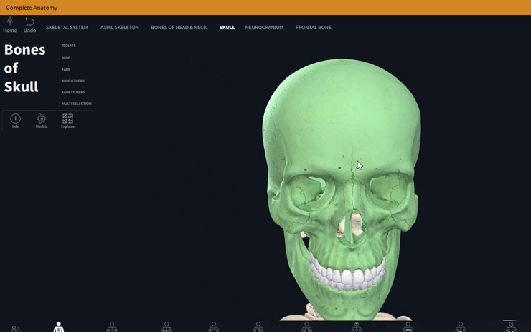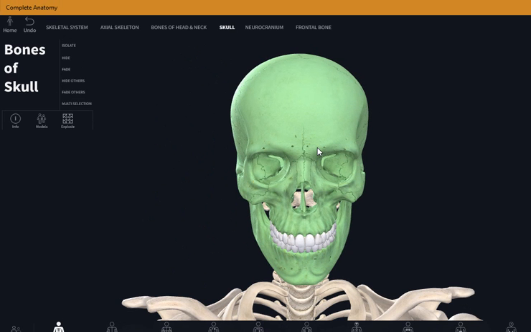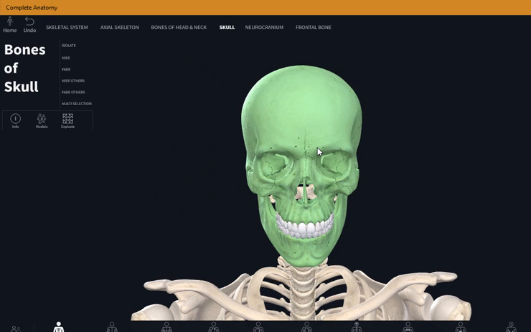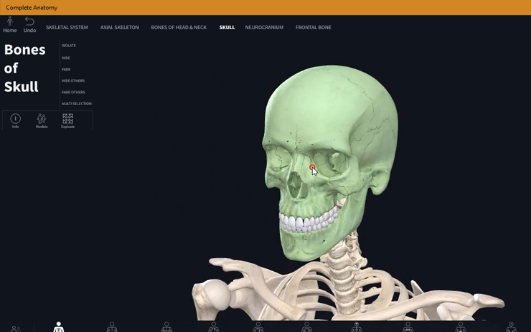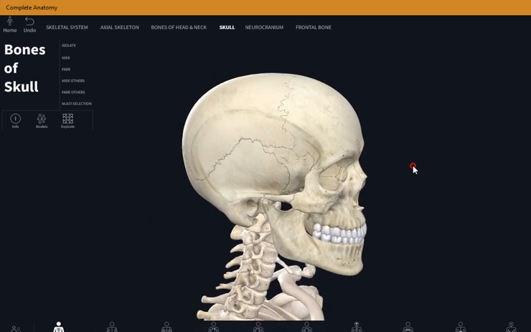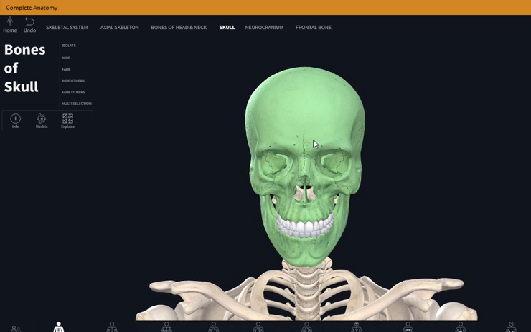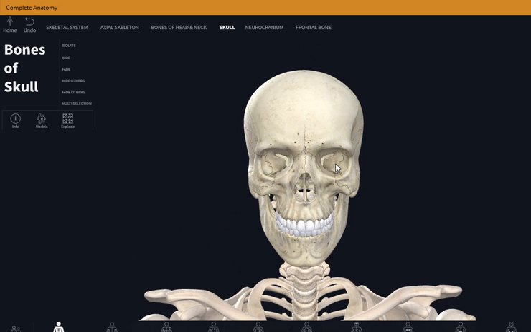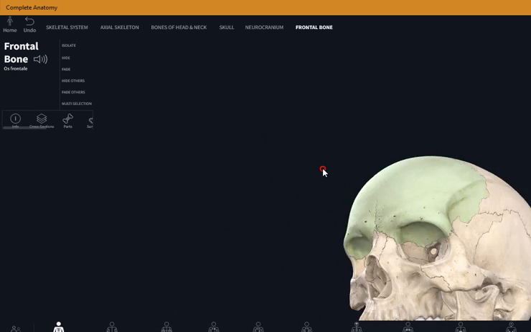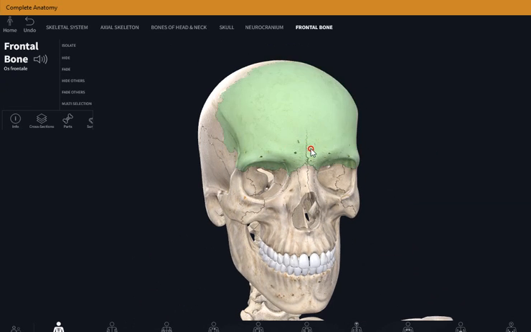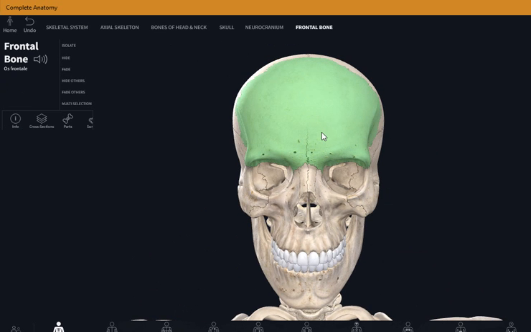Now, after having those bones, the next thing we are going to pass on to is the study of the surface of the skull. Let's have an anterior view of the skull. In the anterior view of the skull, we have this bone here, the frontal bone.